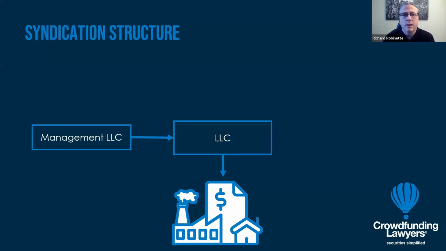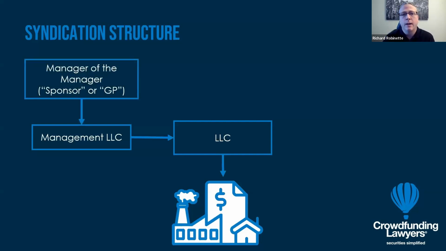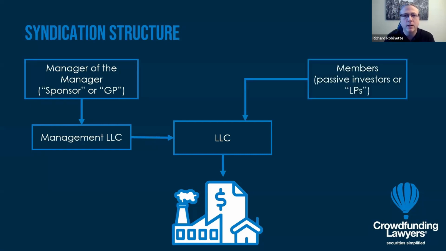this investment. That LLC will be controlled by a management LLC, and that management LLC will have a manager. The manager, the control party there, is who we call our sponsor, or our GP, our general partner. Not actually a general partner, it's just a term that stuck. And then we're going to have members, or shareholders if it's a corporation. These are our passive investors. They're the LPs, you'll often hear people say.